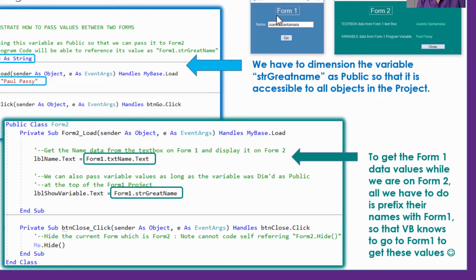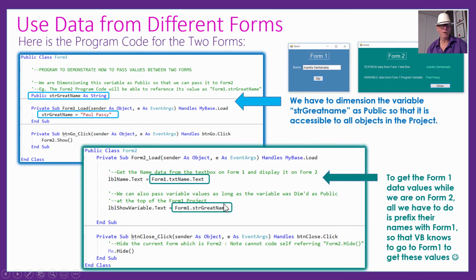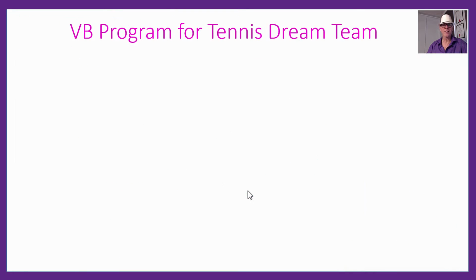So rather than having the text box textName and its contents .text, you actually have to say Form1 to tell VB.NET to go back to form 1, look at the text box on that form and get the data. And likewise, if we want to get the variable data out of the form 1 program, you just say go to form 1 and get this variable string greatName, whatever contents that was. All right, so it's pretty easy. You just use what's called full name referencing if you need to get data from one form and display it on a different form. So that's that done and out of the way.